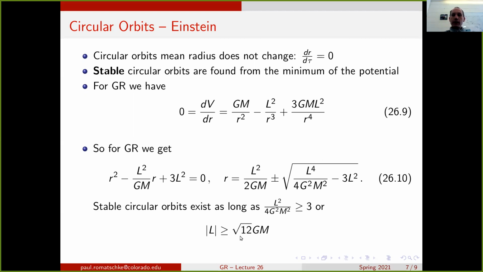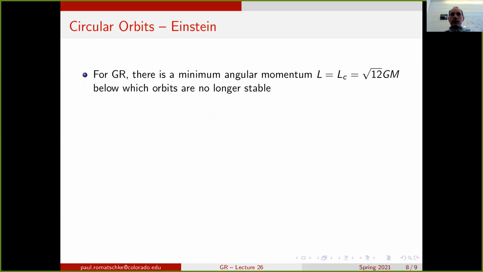This condition just means that for a stable circular orbit in Schwarzschild to exist, the angular momentum of the particle has to be bigger than or equal to the square root of 12 times G times the mass of the central body that the particle is orbiting around. I will call this angular momentum LC, for critical angular momentum. Particles with angular momentum less than that will not have stable orbits. Okay, so for GR, there is a minimum angular momentum, L equals LC, the square root of 12 GM.